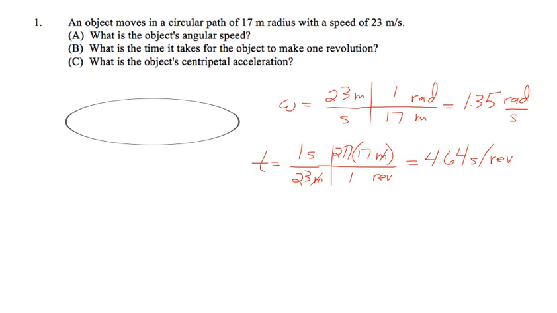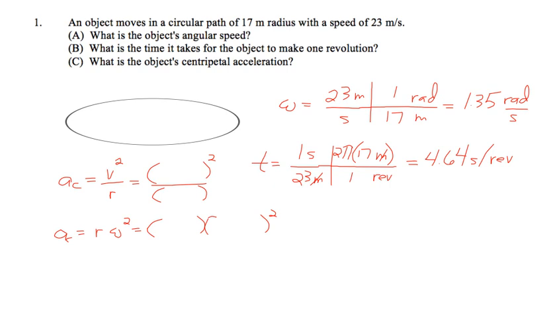Okay, now in part C, it says, what is the object's centripetal acceleration? Well, I have 2 ways of getting that answer. I can either use the formula v squared over r, which I can do because I know v and I know r, or I can use the formula r omega squared, because that also equals centripetal acceleration, and I know that because I just calculated it in part A. So to solve for this one, I'm going to have v squared divided by r, and in this one I'm going to have r omega squared.